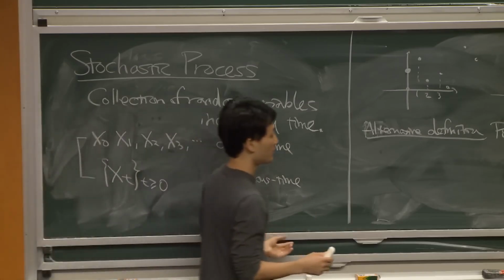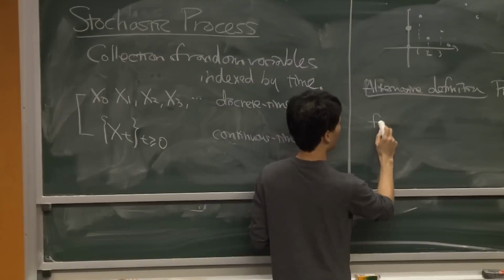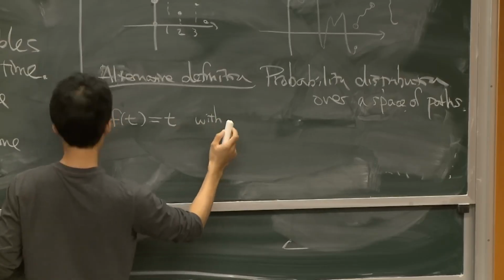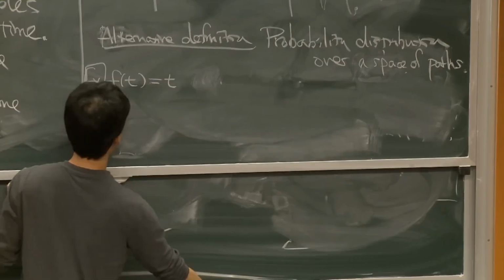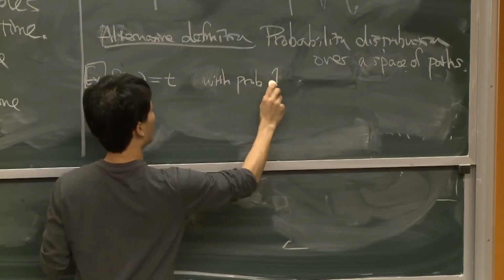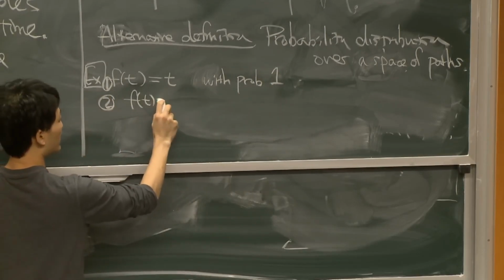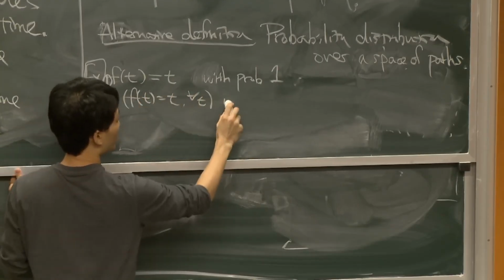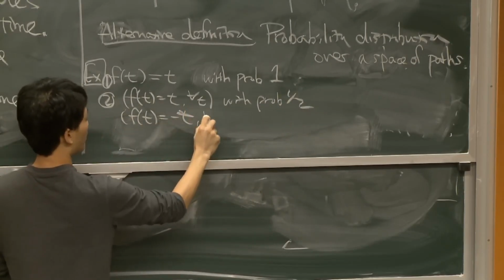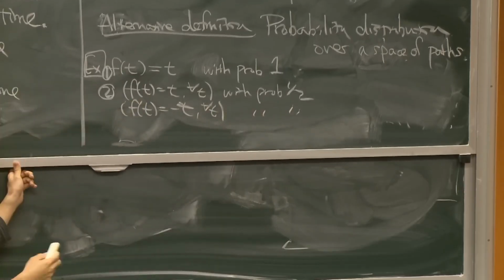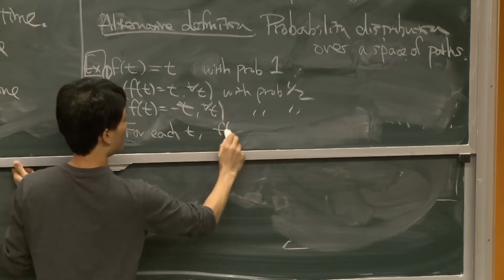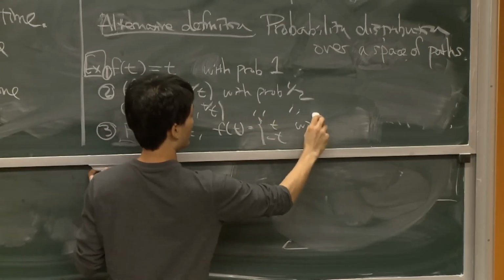So let me show you some more examples. So for example, to describe one stochastic process, this is one way to describe a stochastic process. Let me show you 3 stochastic processes. So number 1, f_t equals t, and this with probability 1. Number 2, f_t is equal to t for all t, with probability half, or f_t is equal to minus t for all t, with probability half. And the third one is for each t, f_t is equal to t or minus t with probability half.